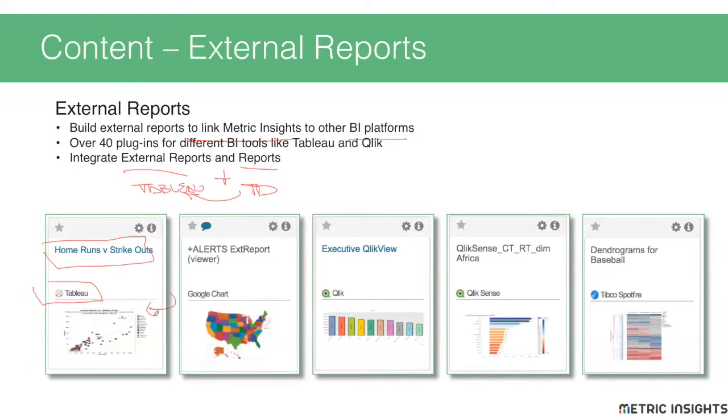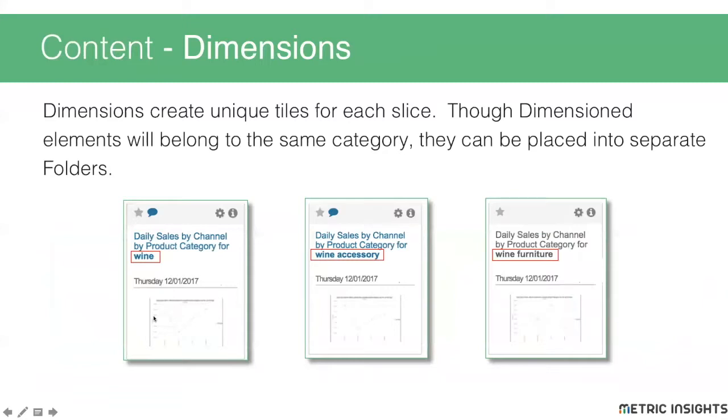A dimension is a filter used to slice up data and images, such as slicing global data into country dimensions. You can easily add dimensionality to a metric or report. In this example, we see a daily sales report that has been dimensioned by product categories, including wine, wine accessories, and wine furniture. Metric Insights collects and analyzes results for each dimension value. A dimensioned element includes a separate tile and chart or report for each dimension value for which data has been collected. Dimensions can be a single dimension, in a parent-child hierarchy, or many-to-many as a combined dimension.